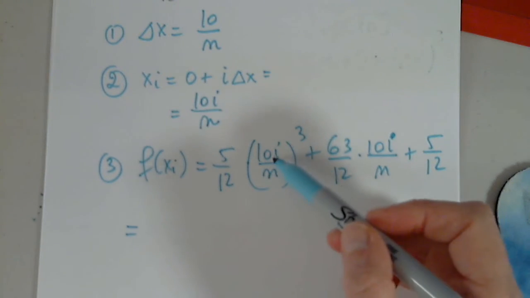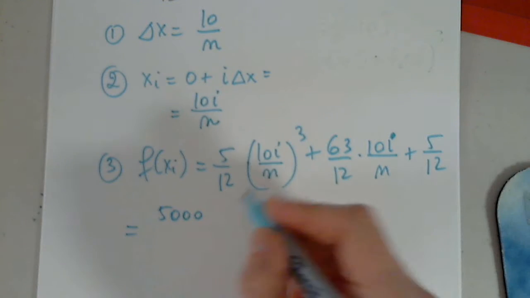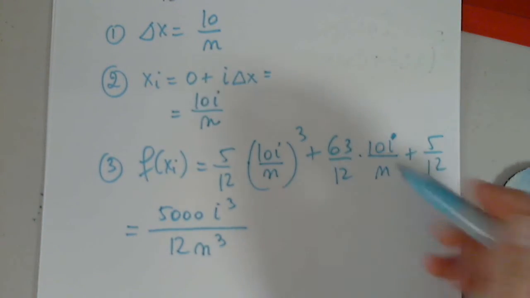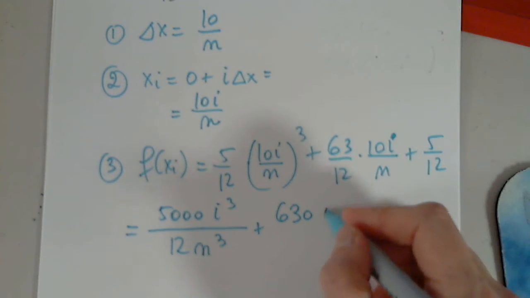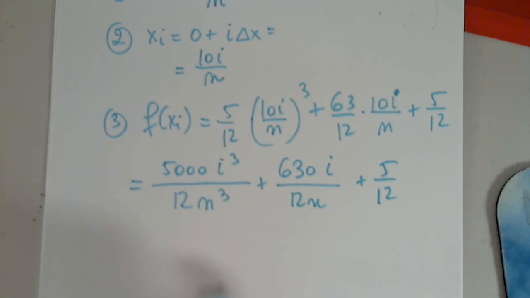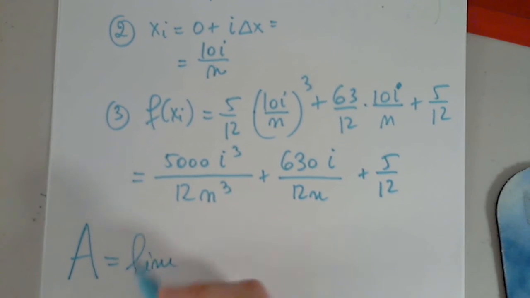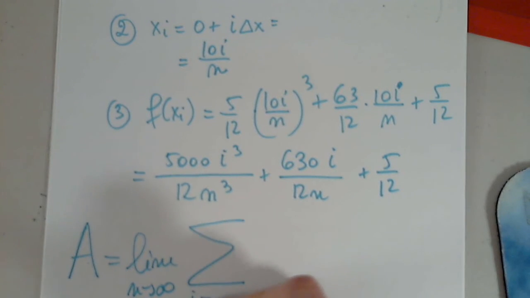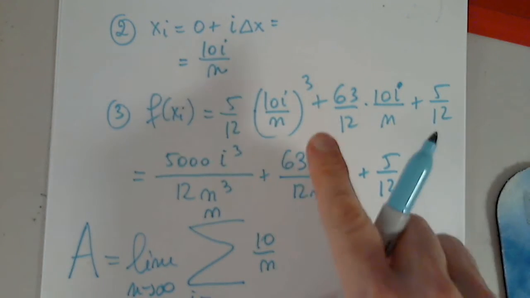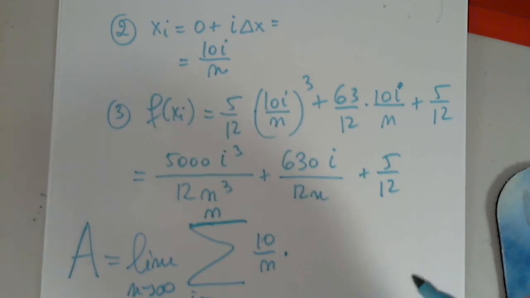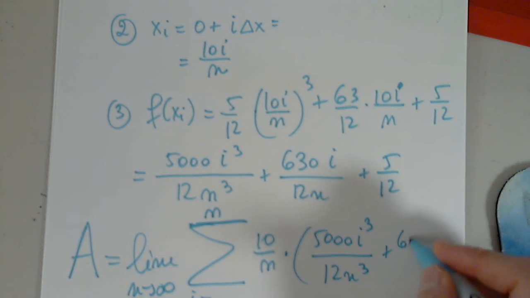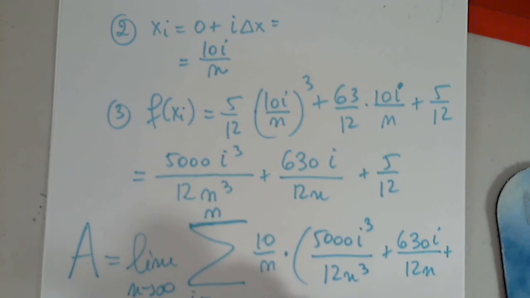I will simplify as much as I can. So this is 1,000 times 5, 5,000, i to the third over 12n cubed, because I have to raise everything here to the third power. Here, this is easier: 630i over 12n and plus 5 over 12. After I have all these preps done, now I can write the exact area as the limit as n approaches infinity of the sum from the first subinterval till the last subinterval of delta x, which is 10 over n, base times height. The height is f of xi. And I write exactly what I see here: 5,000 i cubed over 12n cubed plus 630i over 12n plus 5 over 12.